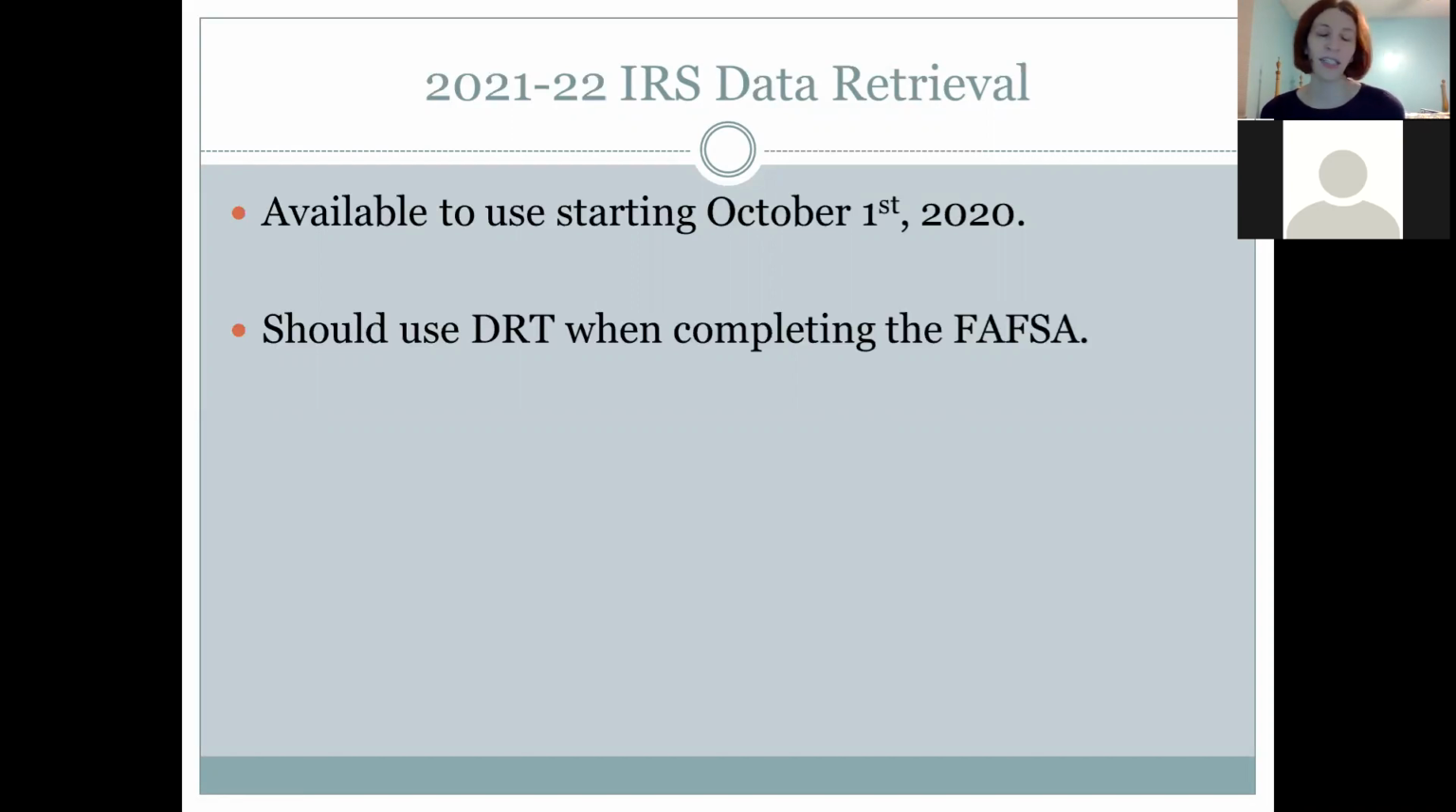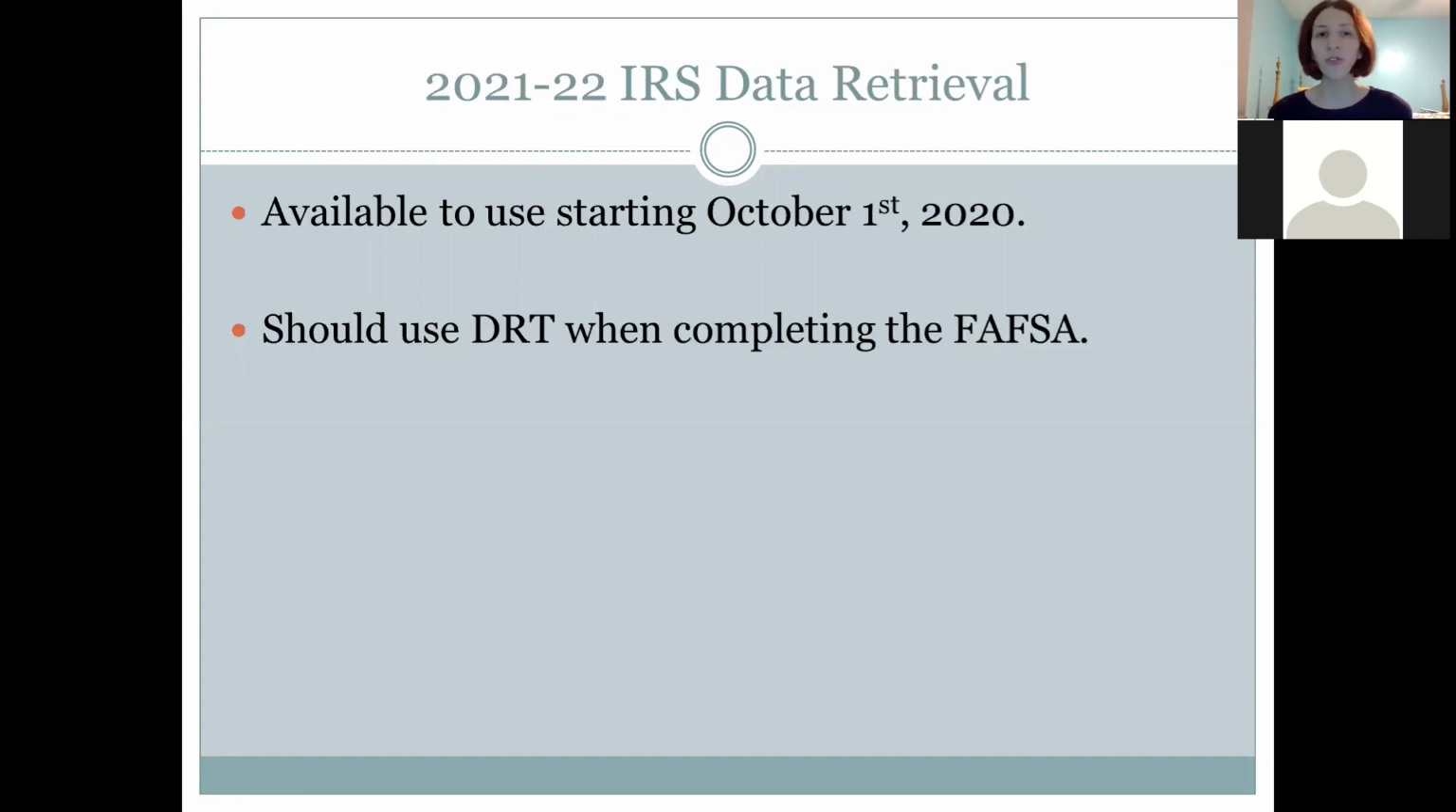The verification process, typically the federal government selects about, it used to be about 30%. It's going down more towards 20-25% of all the students selected for the verification process. What this means is that the schools have to verify all the information you put on the FAFSA. And part of this would be income information. If you don't use the data retrieval tool, you'll then have to provide tax transcripts or copies of your 1040s to the school.